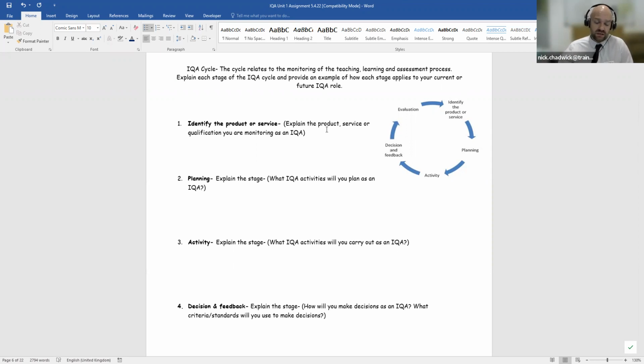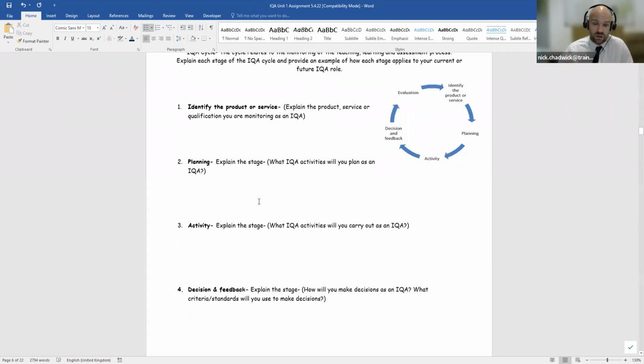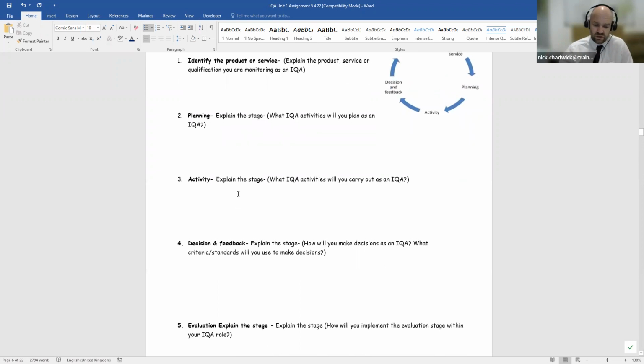Stage 2 is the planning stage. So here I'd like for you just to tell me what you are going to do at this stage, such as devising a sample plan, creating an observation report as well, perhaps planning standardization meeting dates. So when are you going to meet with your team of assessors?